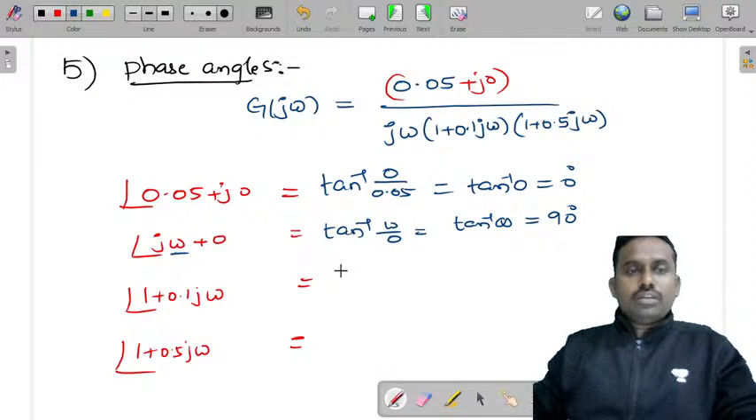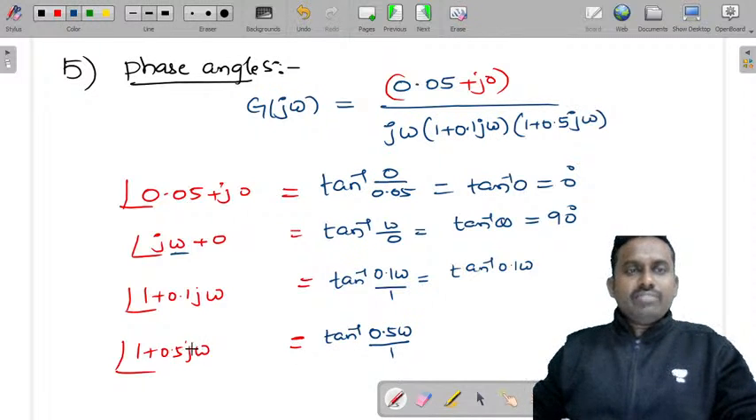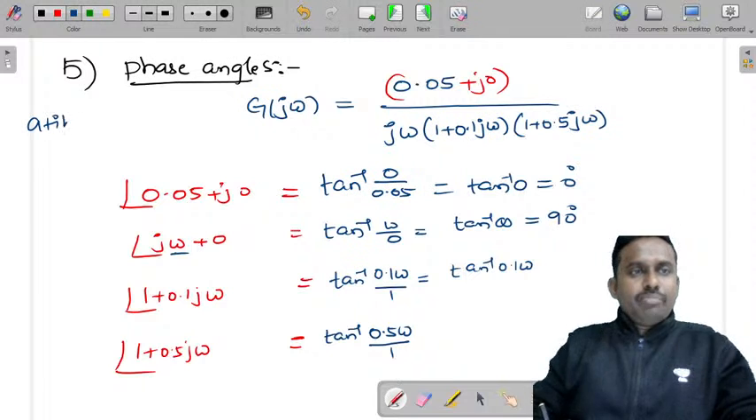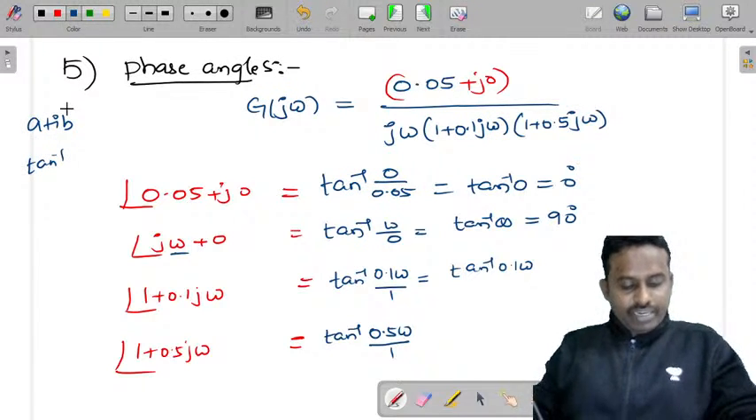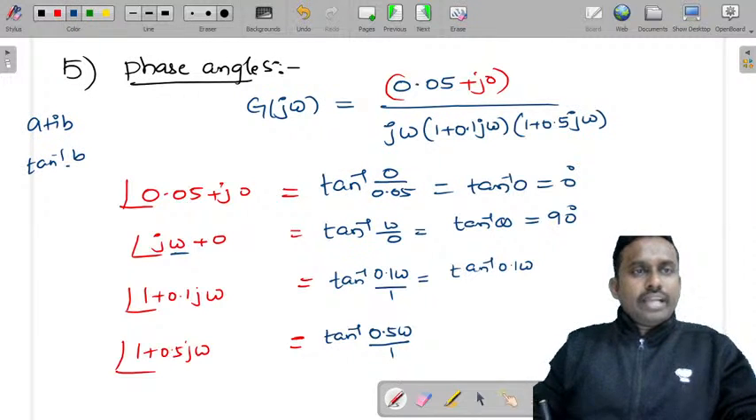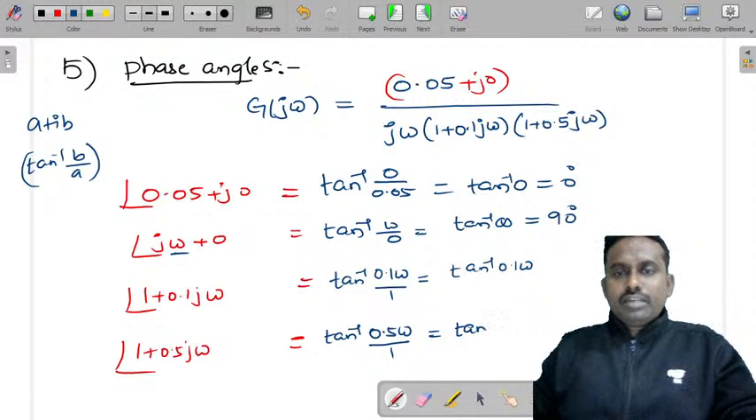Now this is tan inverse 0.1 omega by 1, imaginary by real. Tan inverse 0.1 omega. And this is tan inverse 0.5 omega by 1. Tan inverse b by a, right? If you have a plus jb, you can write it as tan inverse b by a. So that's what we write. So this is tan inverse 0.5 omega.